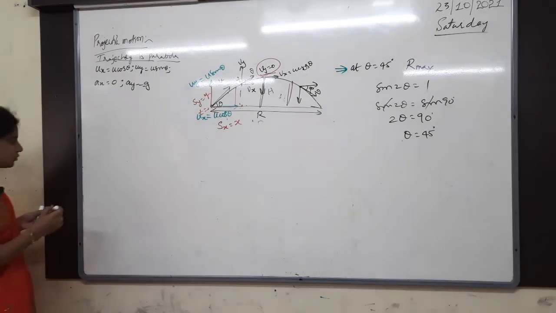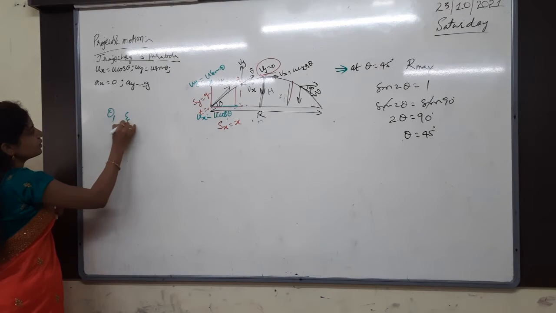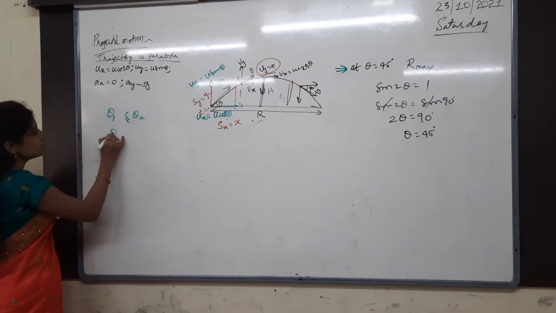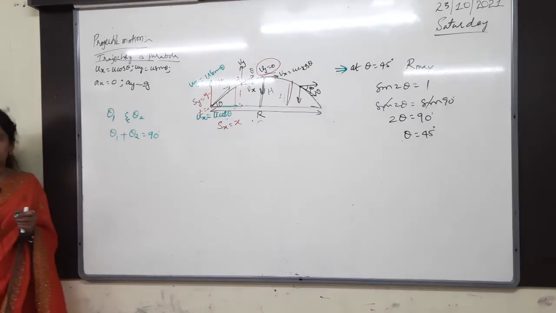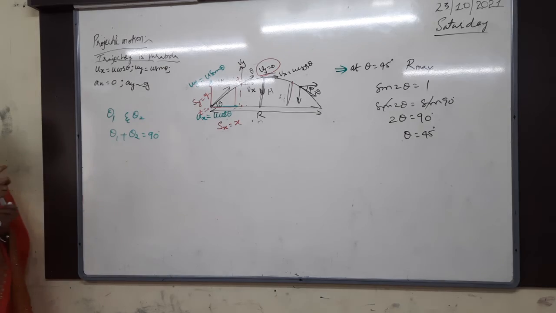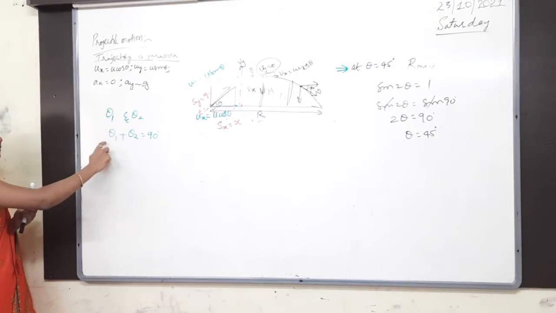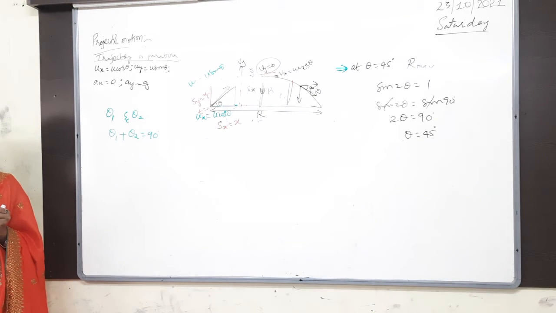90. If two angles, theta 1 and theta 2, are complementary, it means theta 1 plus theta 2 becomes 90 degrees. That is the meaning of complementary angles. Now, if the sum of the angles is equal to 90, at that time what happens? It will have the same range.